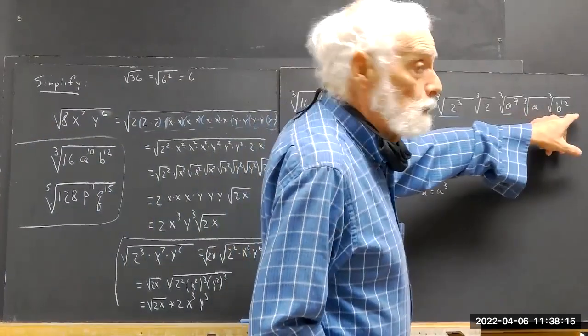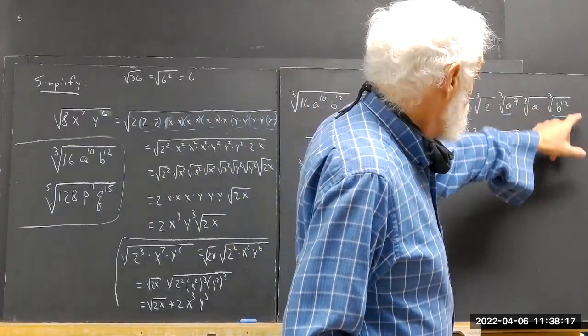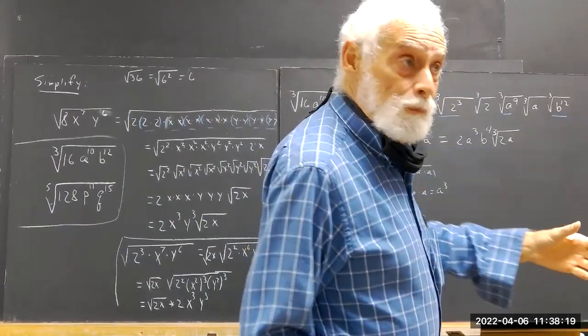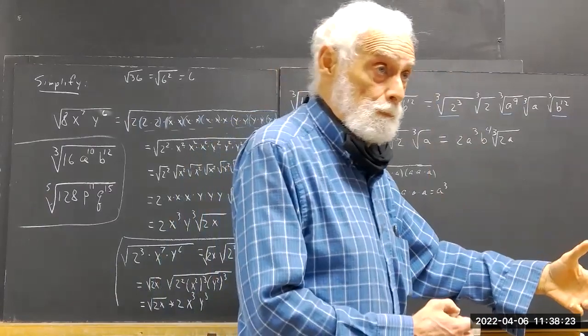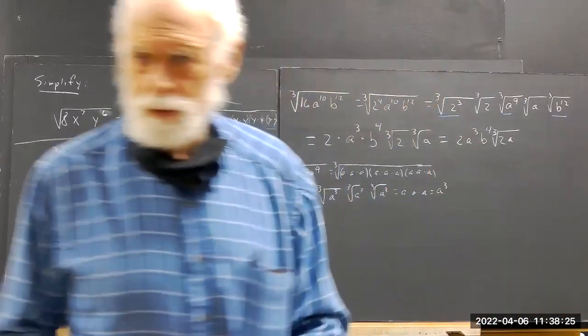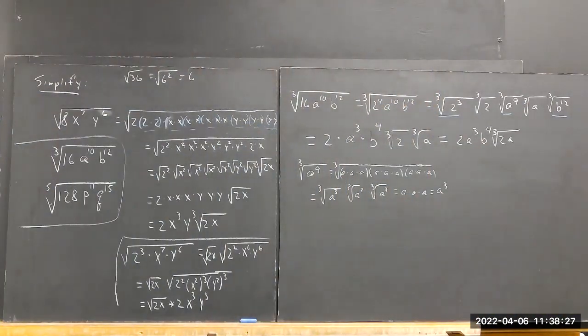Okay, if we do the cube root of b to the 12th, well, 12 divided by 3 is 4. You take 12 b's and group them into 4 groups of 3. Yeah, let's discuss this a little bit.